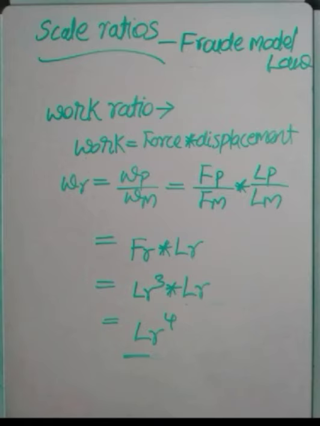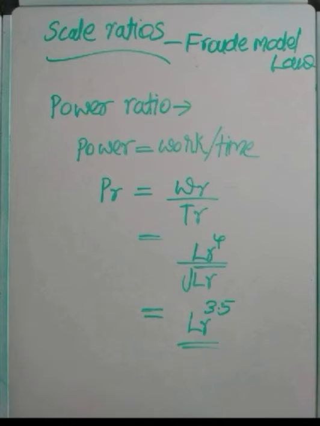So the scale ratio for work should be equal to Lr raised to 4. Now you remember one more thing. The scale ratio for work should be equal to the scale ratio for energy, torque, etc. Because all work, energy, torque, etc. are having the same dimensions, M L raised to 2 and T raised to minus 2. So let's move on to the scale ratio for power. We know power is equal to work per unit time. So what will be the scale ratio for power? It will be the scale ratio for work divided by scale ratio for time. That means Lr raised to 4 divided by root Lr, and it becomes Lr raised to 3.5. So the scale ratio for power is equal to Lr raised to 3.5.